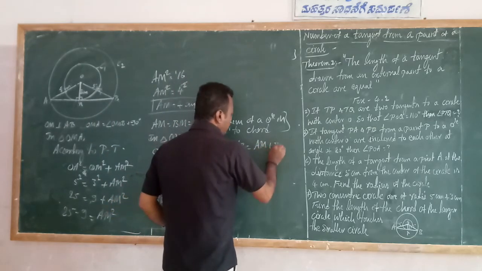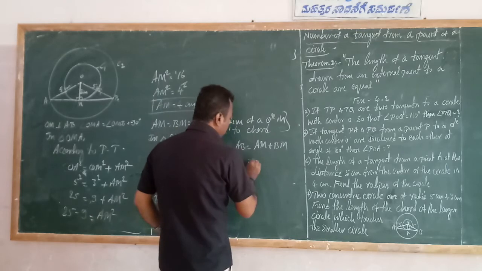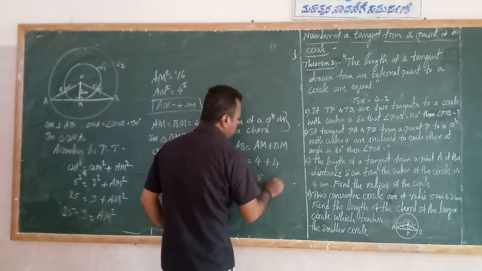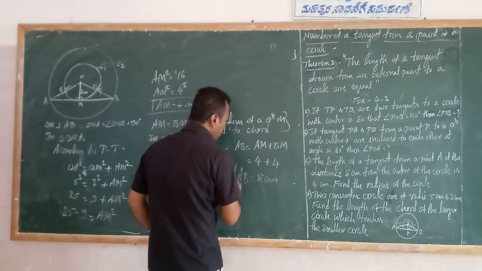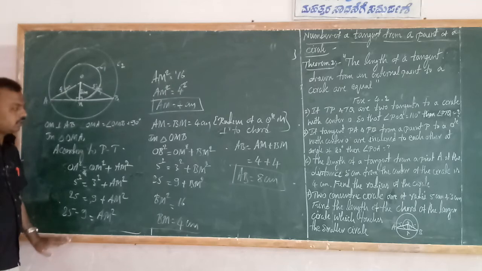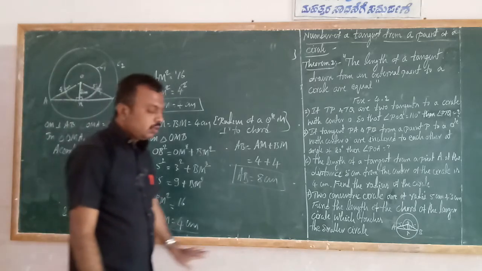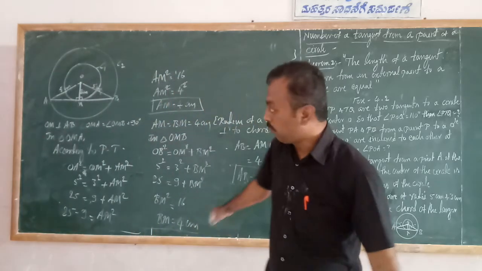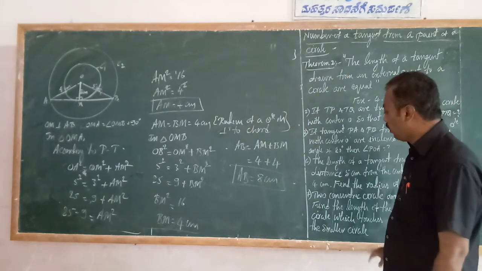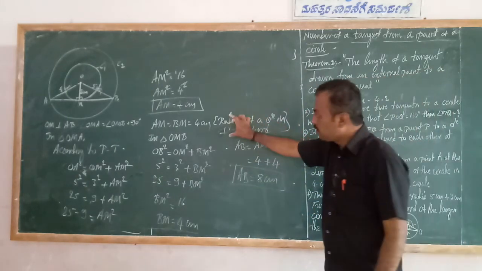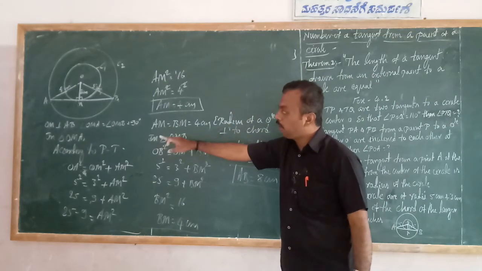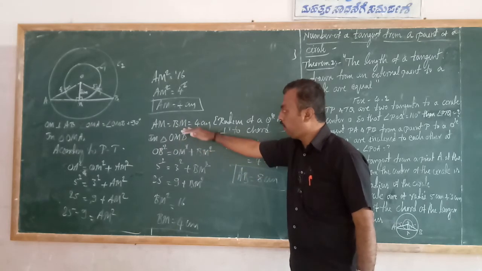AM plus BM. So AM is 4 centimeter, BM is also 4 centimeter. Total how much? This is 8 centimeter. The length of the chord of the larger circle is 8 centimeter. Are you understood, students? So like this, we have to use the Pythagoras theorem to solve these problems, then find the length of the chord. This theorem is also used, and then you find the BM value, and AB is equal to AM plus BM. Here we stop.